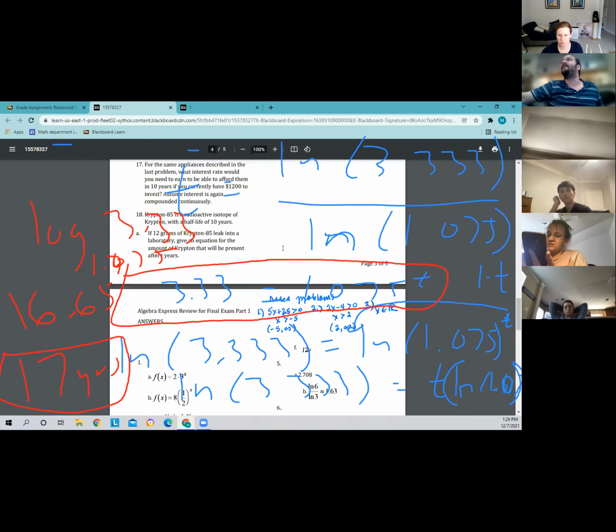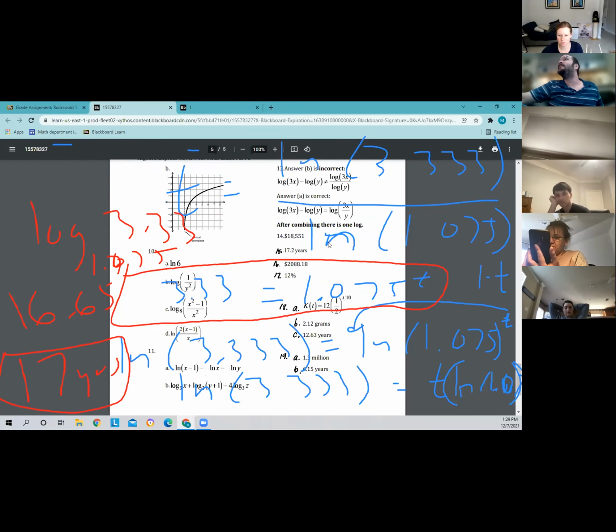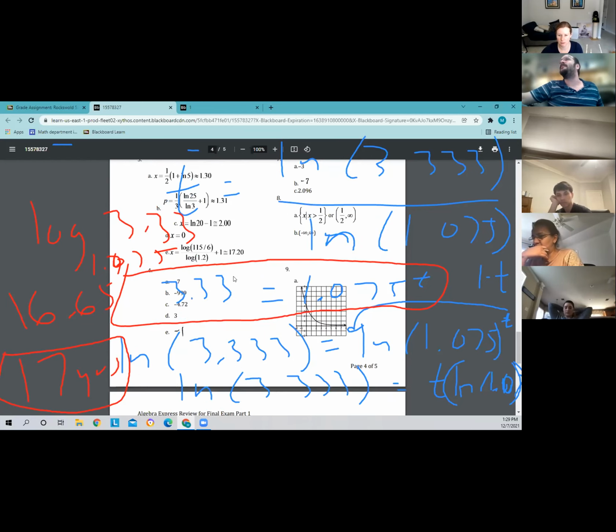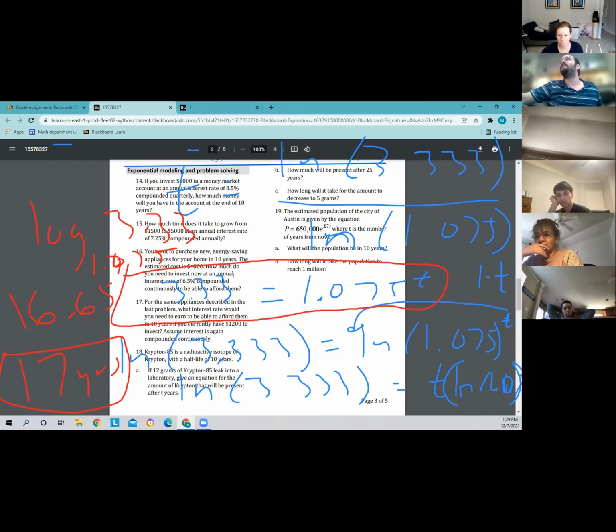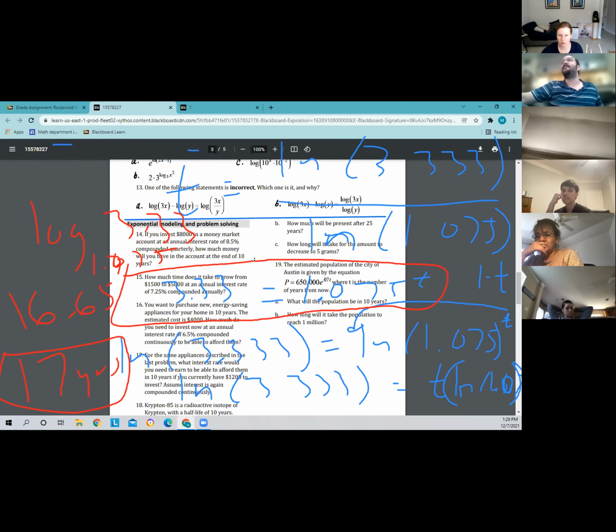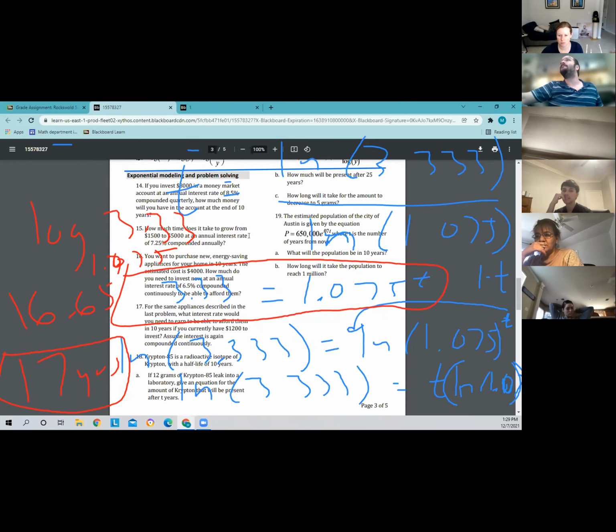I don't know what they say in the back. I guess I could look. 17.2 years. I don't know how they're getting the 0.2. Maybe I did some rounding or something. But the point here, in these word problems, is that we need to find the right formula and how we do the last steps with logs.